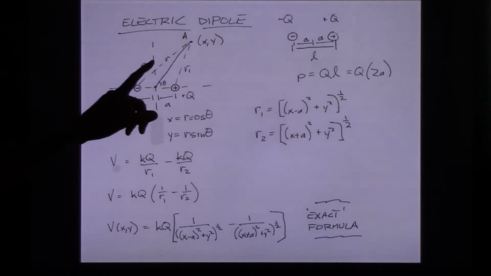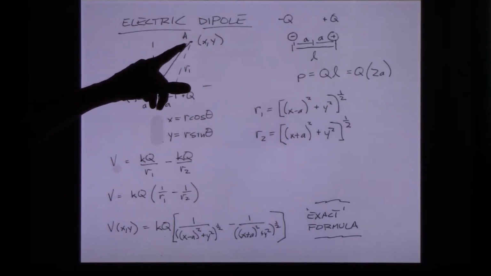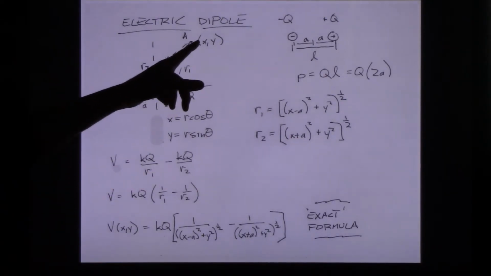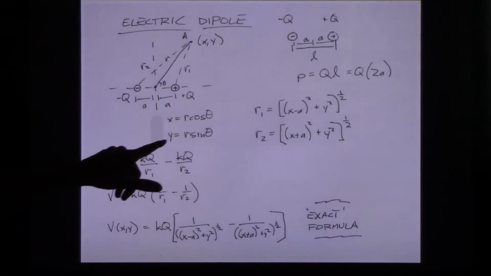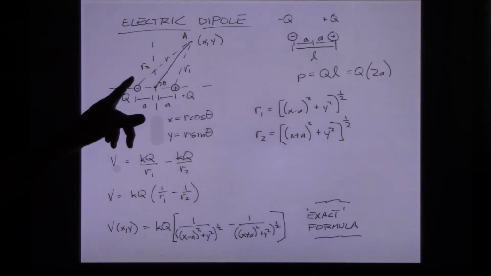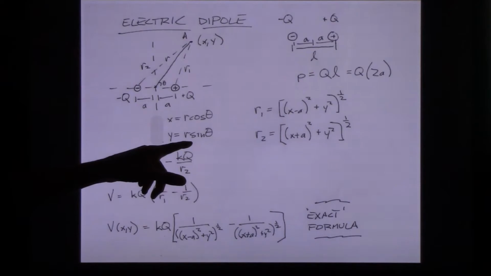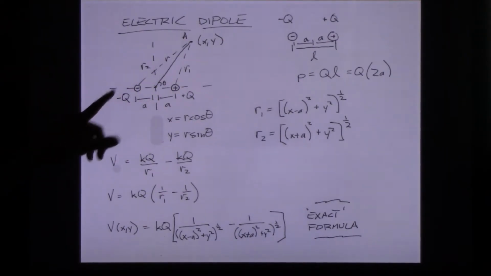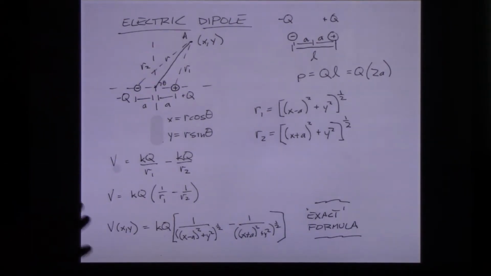So what we could do is say, point A has a coordinate location, and I could write that as xy, where x is r cosine theta and y is r sine theta. That's just switching from polar coordinates back into rectangular. Now, if I write down r1 and r2 as the distances from the charges out to point A, I know at point A, both the positive charge and the negative charge will have an effect.